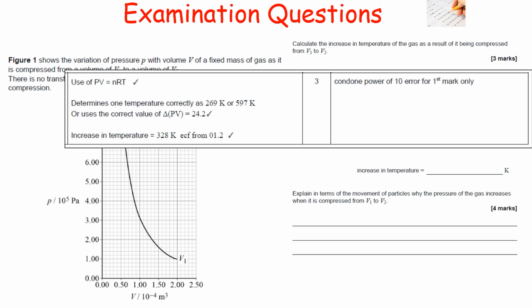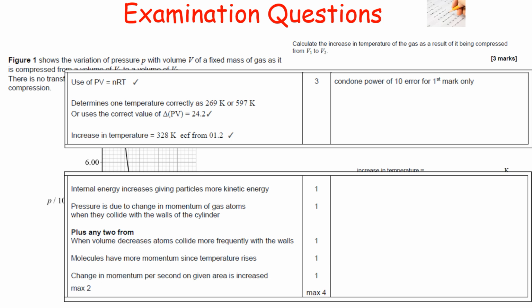Now the next question is pretty much asking you, why does an increase in temperature cause an increase in pressure? Well, what's going to happen is if we increase the temperature, the internal energy of the gas is going to increase. So this gives our gas particles more kinetic energy. Now the pressure will increase because you've got a greater change of momentum of the gas atoms when they collide with the walls of the cylinder. It's always important to link the pressure to the rate of change of momentum of the gas particles as they collide with the container that they're in.